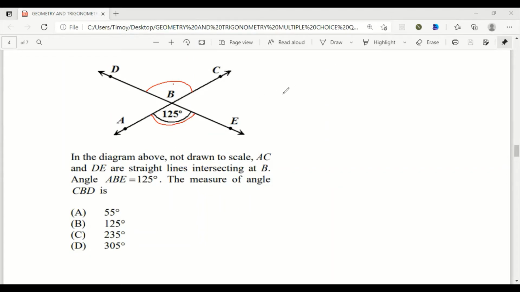To say that angle ABE is equal to angle CED, which is equal to 125 degrees. And how do we know? They are vertically opposite angles. Vertically opposite angles are always equal. So our answer here is 125.